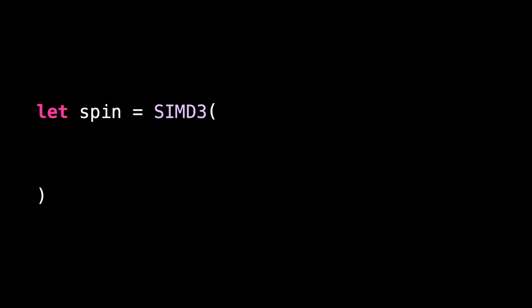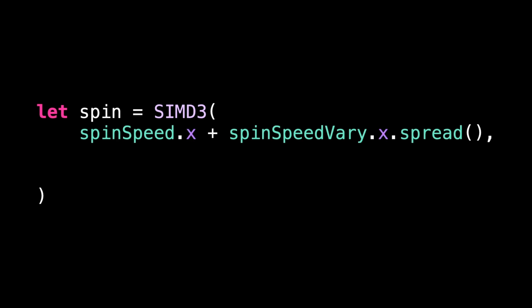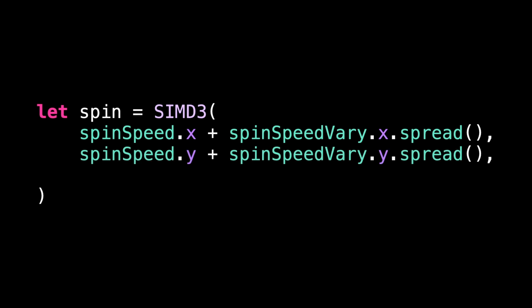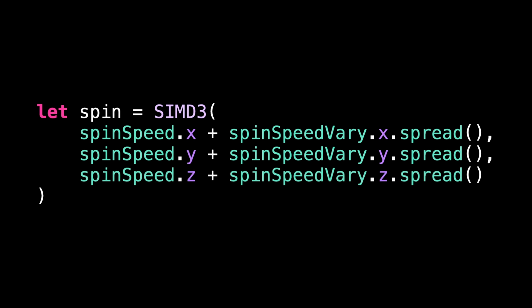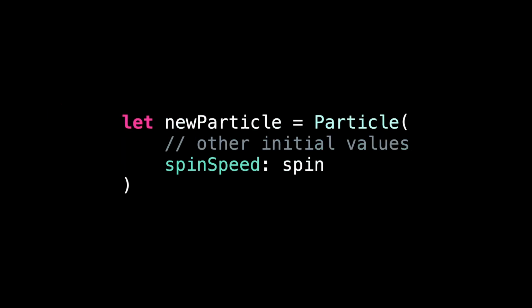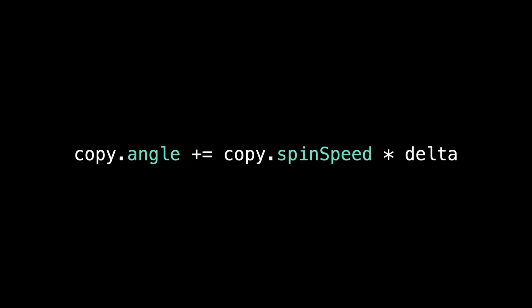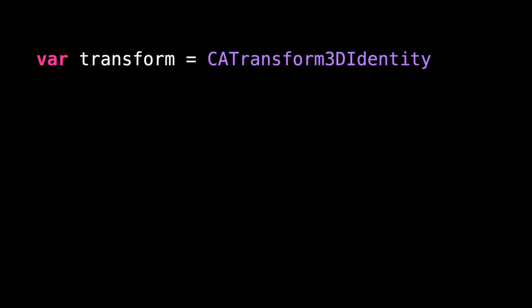We need to give each new particle a spin speed based on our basic spin speed plus some amount of variation. This means using our spreadHelper method again to get a range of values for x spin speeds. Then the same for y and for z. We can then pass that into our new particle when it's being created. In the update method, we add some amount of spin speed into the current angle, taking into account the elapsed time. When it comes to drawing the particle, we need to create a rotation after moving and scaling.